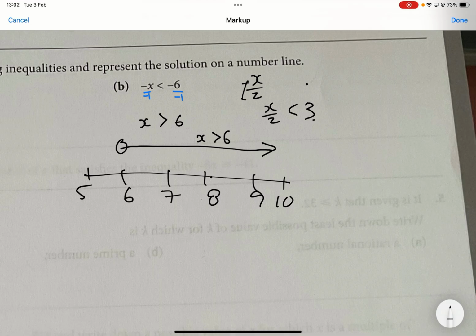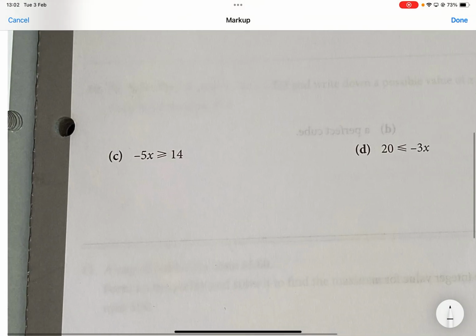Number line is a line with numbers on it. Okay? Then with the number line, you draw an arrow to represent all your answers. Shall we move on? Okay. Part C.